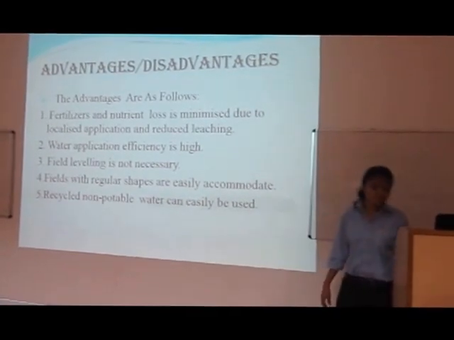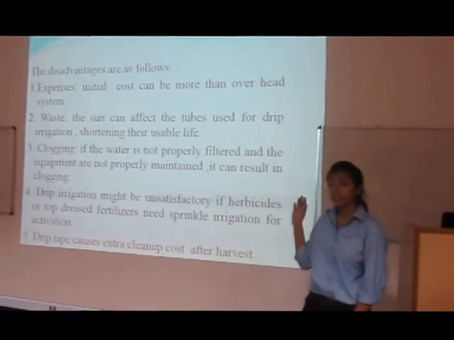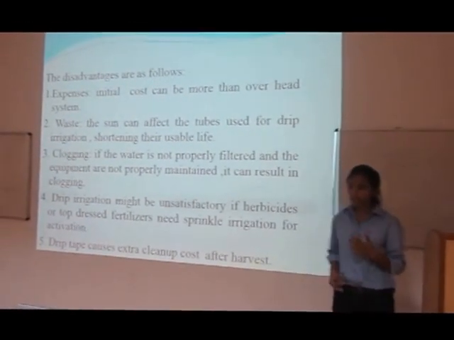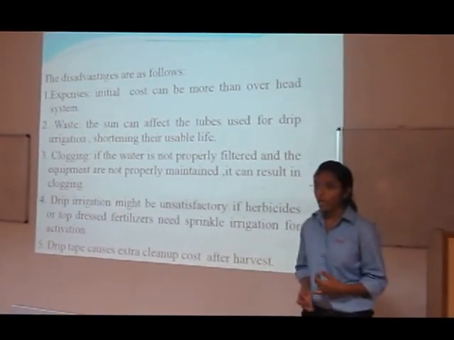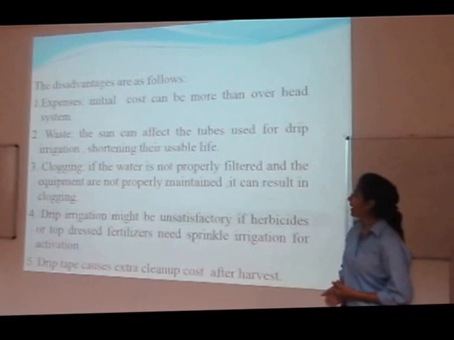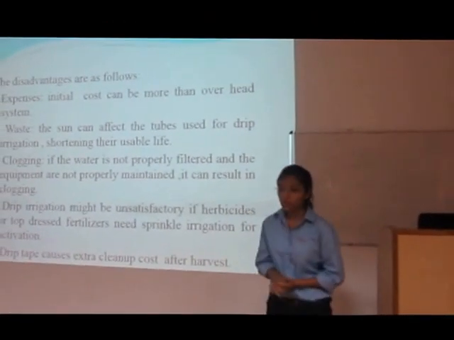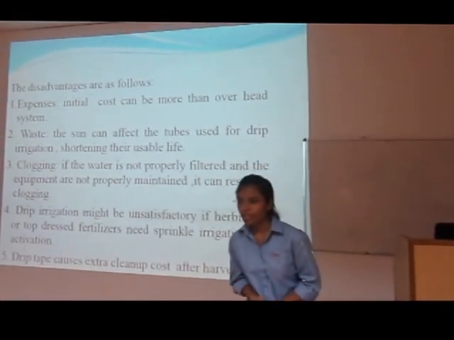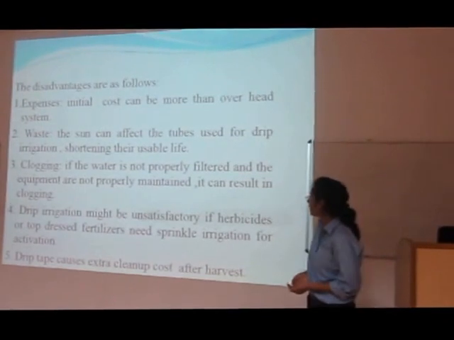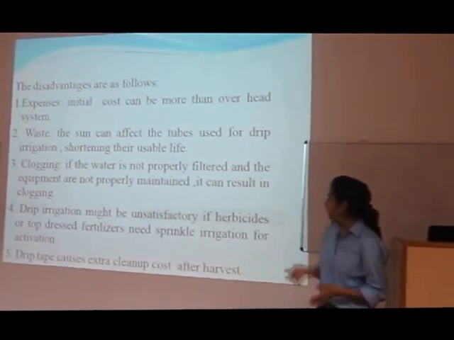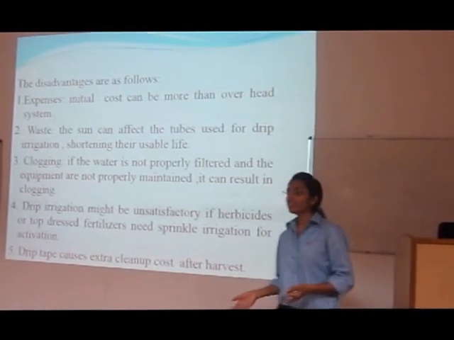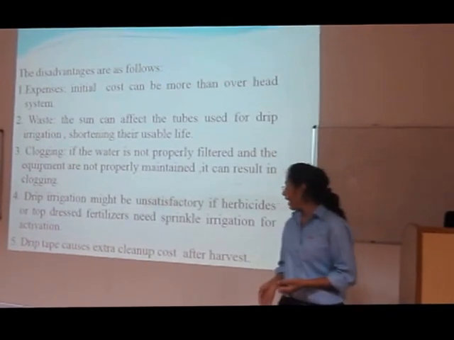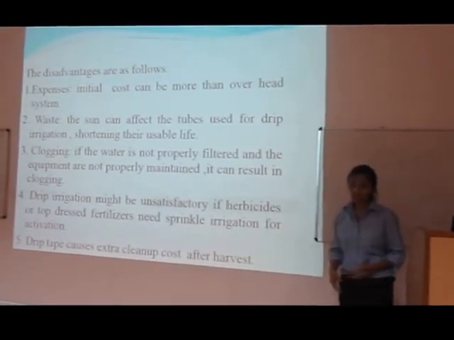As it has some advantages, it also has some disadvantages. As you can see, expenses. Its initial cost is low, but due to the increase in the high amount of the components, the prices may sometimes go very high. Waste. The sun can affect the tubes used for drip irrigation. And then the clogging. If water is not properly filtered or maintained, it can result in clogging. Drip irrigation might be unsatisfactory sometimes in case of herbicides, fertilizers. Sprinkle irrigation and drip tape cause extra cleanup cost after the harvest.